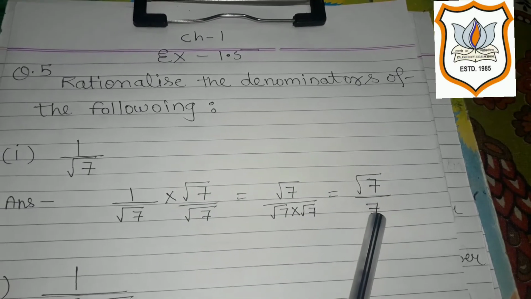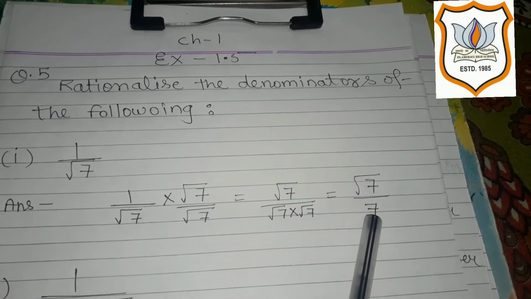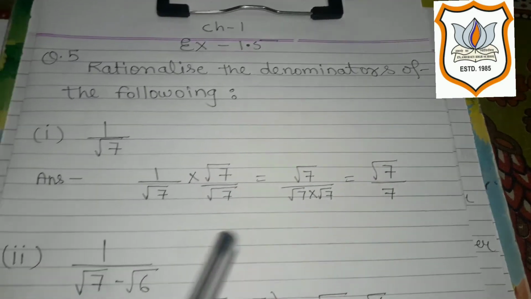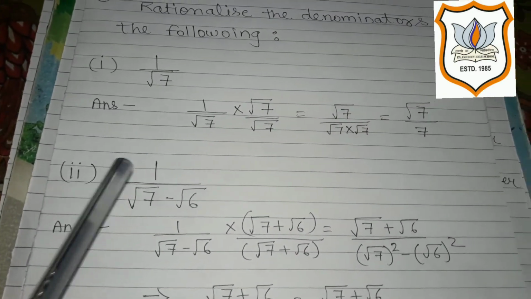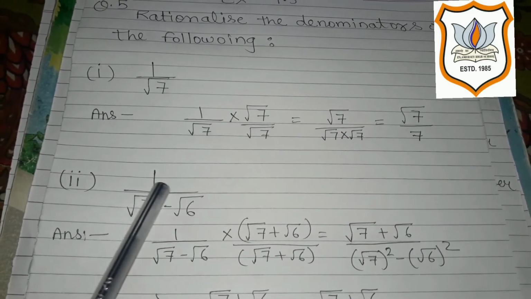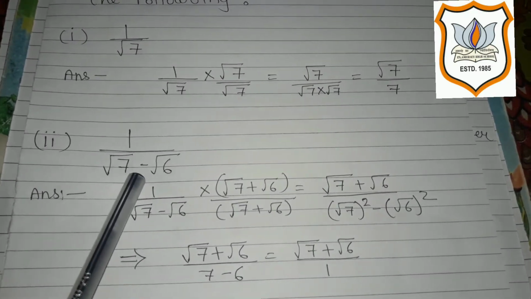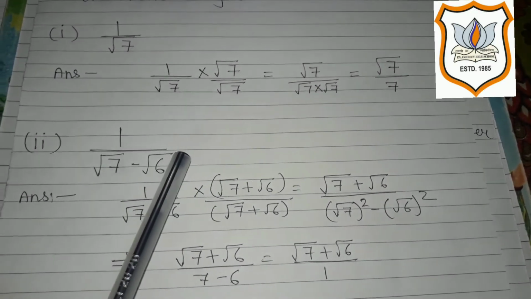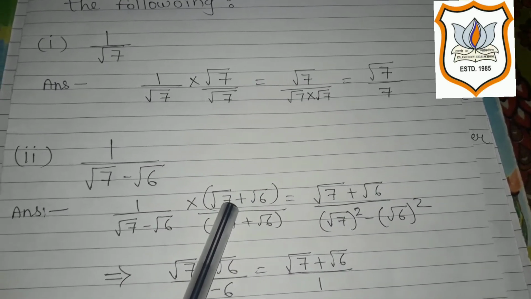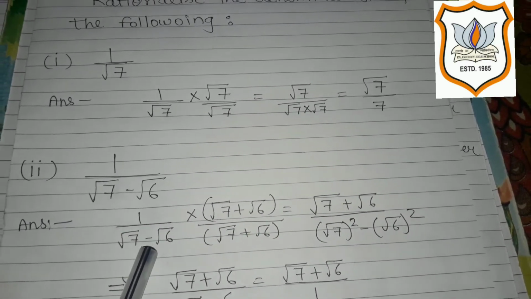As we have rationalized the denominator, we have removed root 7 from the denominator and we have obtained a rational number in the denominator. The second is 1 upon root 7 minus root 6. Again here we have root values in the denominator, but we have to remove them. For that we will do the same thing, multiplying by root 7 and root 6. But this time we will multiply by root 7 plus root 6, not root 7 minus root 6. Why are we doing this?